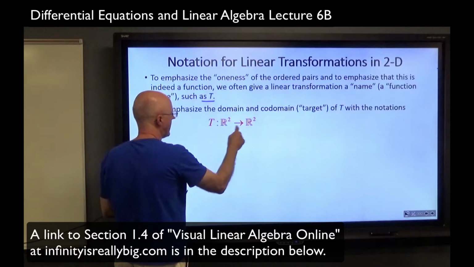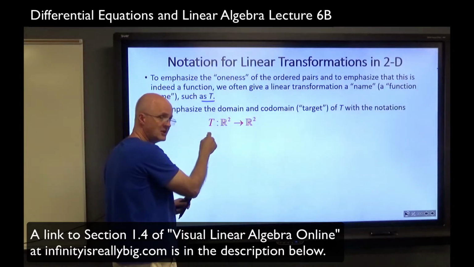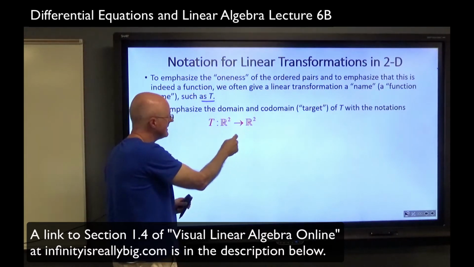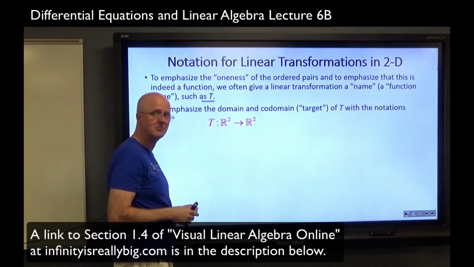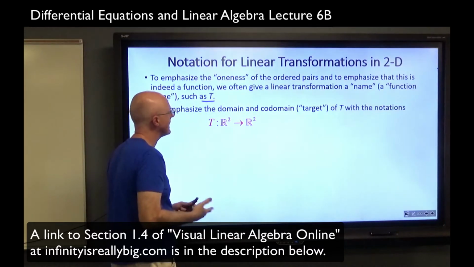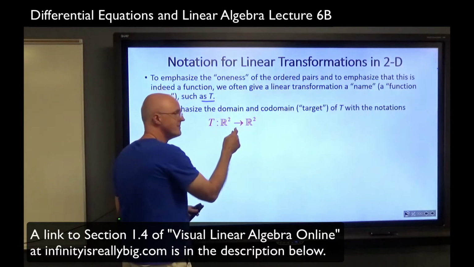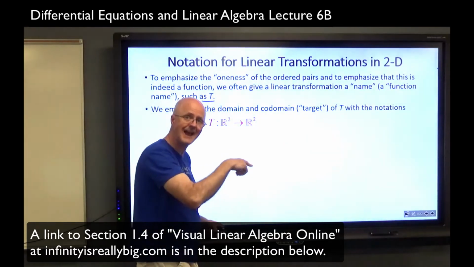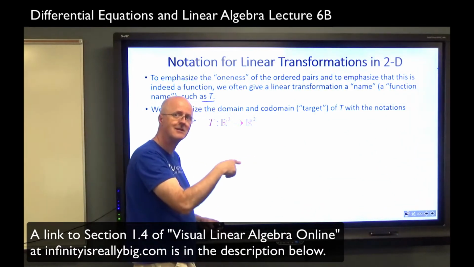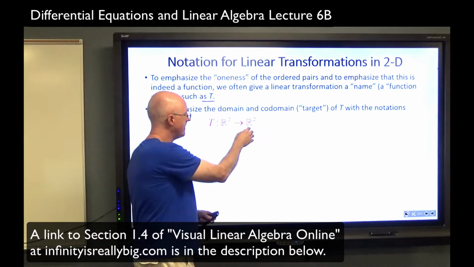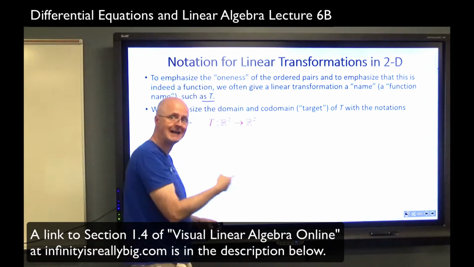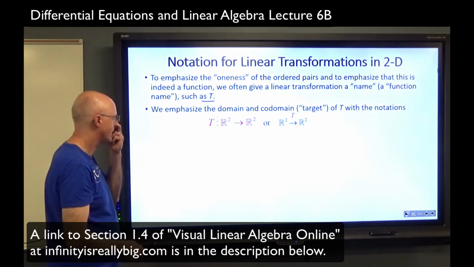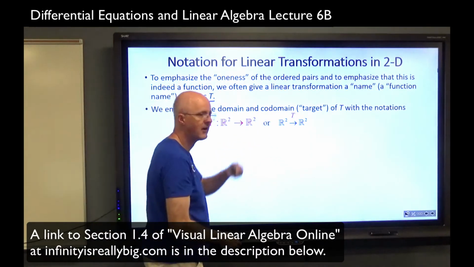T colon R2 arrow R2 means T is a function, really, with domain R2, codomain R2 as well. The domain is the set of all 2-dimensional ordered pairs, points, vectors. The set of outputs are two-dimensional, though the function is not necessarily onto. It's possible that not every point in the codomain is a possible output, and we will see one example like that. Another way this is written is like this, where instead of having a T and a colon, you put the T above the arrow.